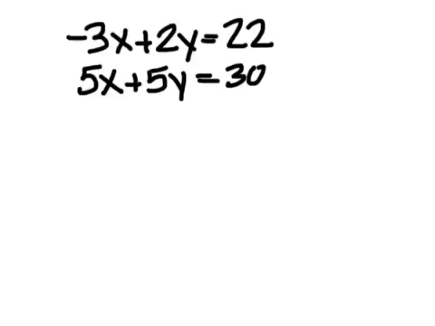The problem is negative 3x plus 2y equals 22 and 5x plus 5y equals 30. We're solving for x and y. What I need first is the number that goes there.